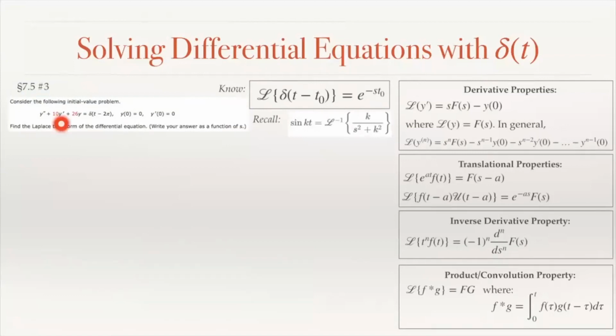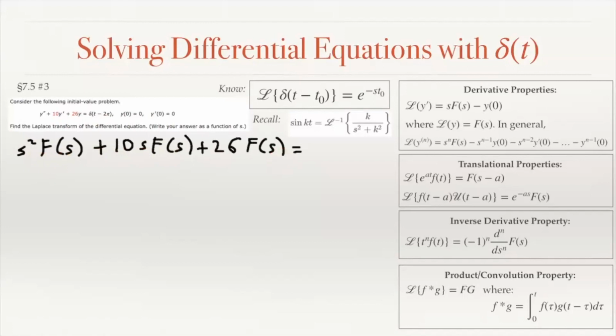y double prime plus 10y prime plus 26y is Dirac delta of t minus 2 pi with those initial conditions. We take the Laplace transform of both sides as usual. So using our derivative rules and the fact that y of 0 and y prime of 0 are both 0, we have that. After we take the Laplace transform of the left-hand side via the derivative rule right there, remember, those are 0, so those become 0, and we just wind up with s squared F of s there, and 10s F of s there. And Dirac delta of t minus 2 pi becomes e to the negative s times 2 pi.